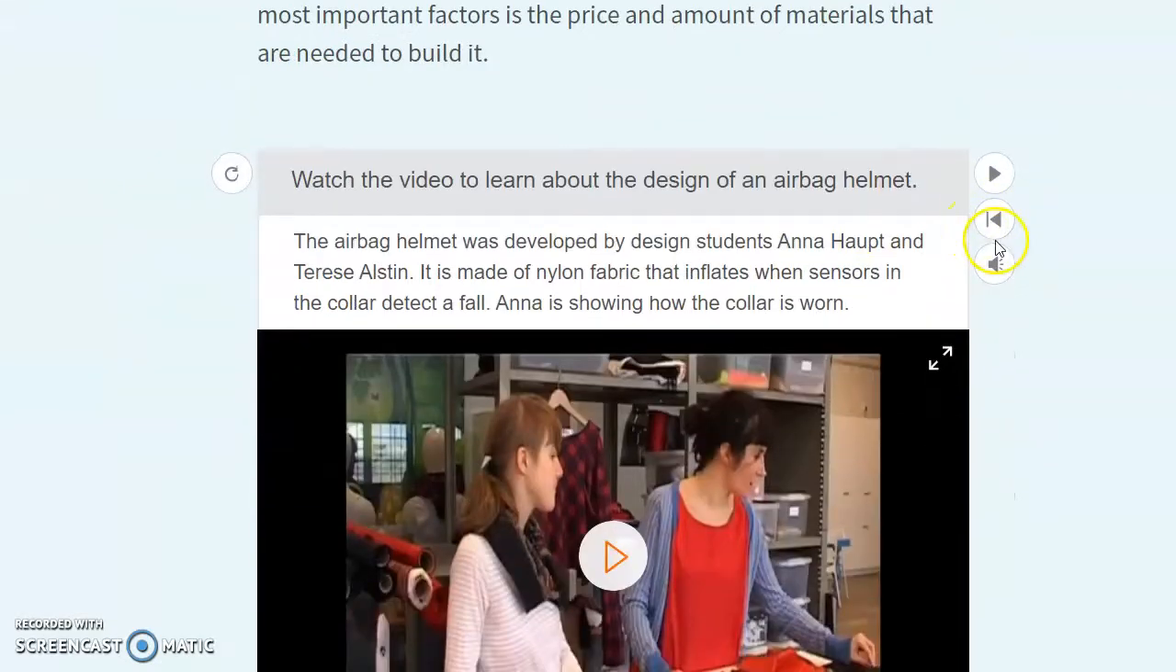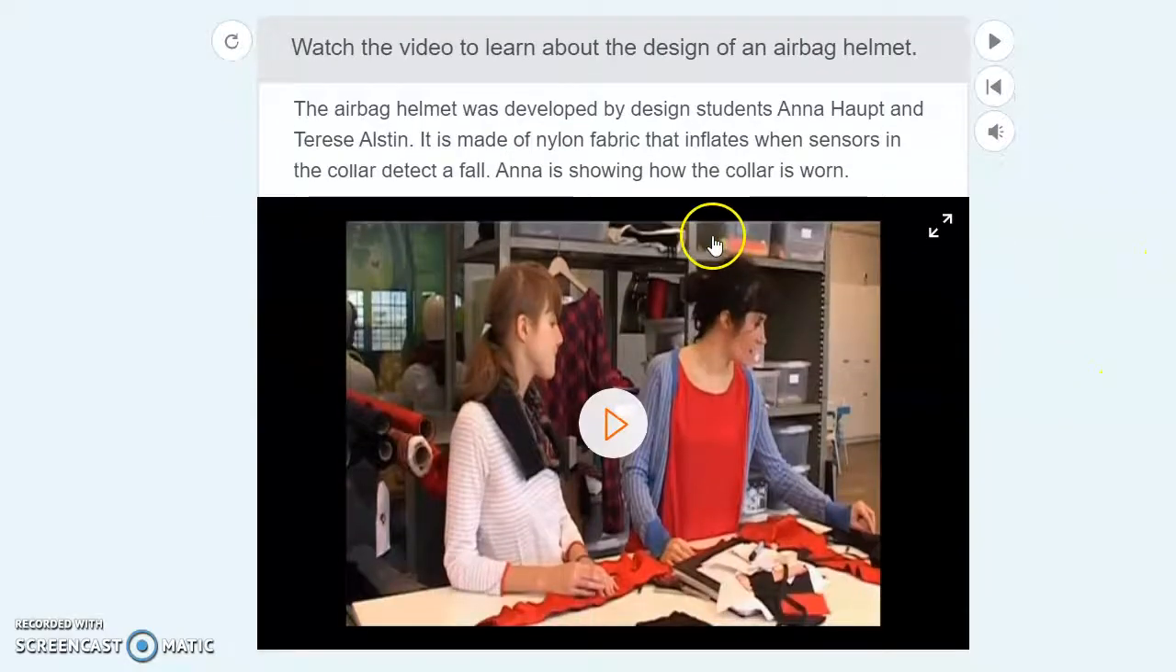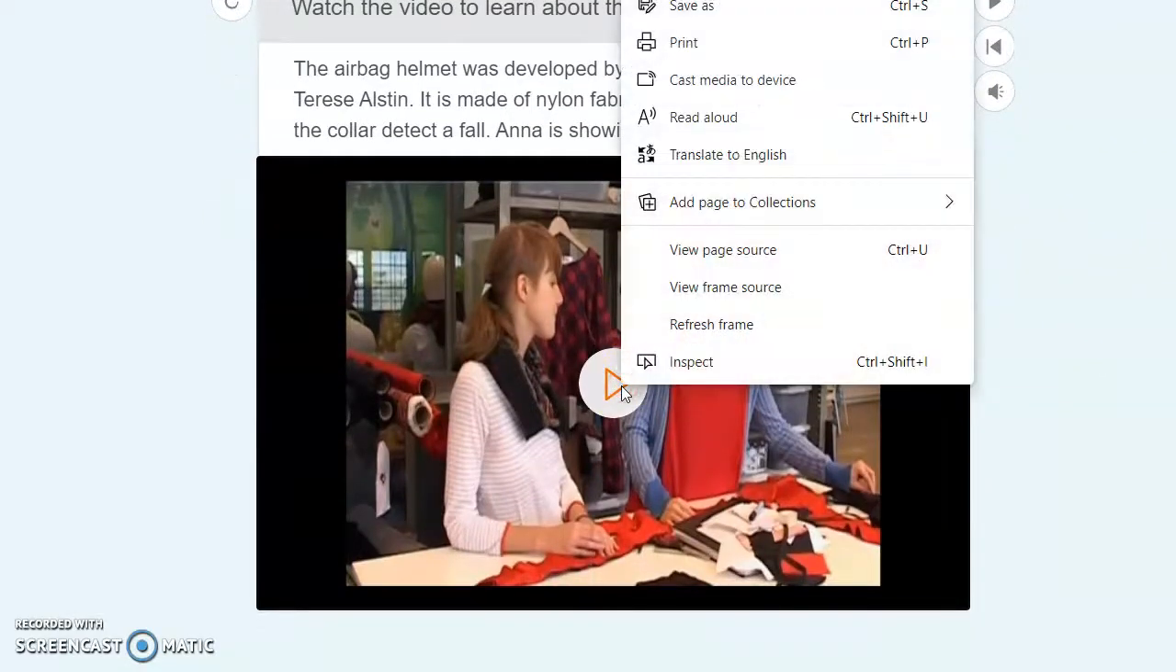So we have to always think about what is the time limit we have, how much it is going to cost, and what materials we need. Okay, now we have a new kind of helmet.